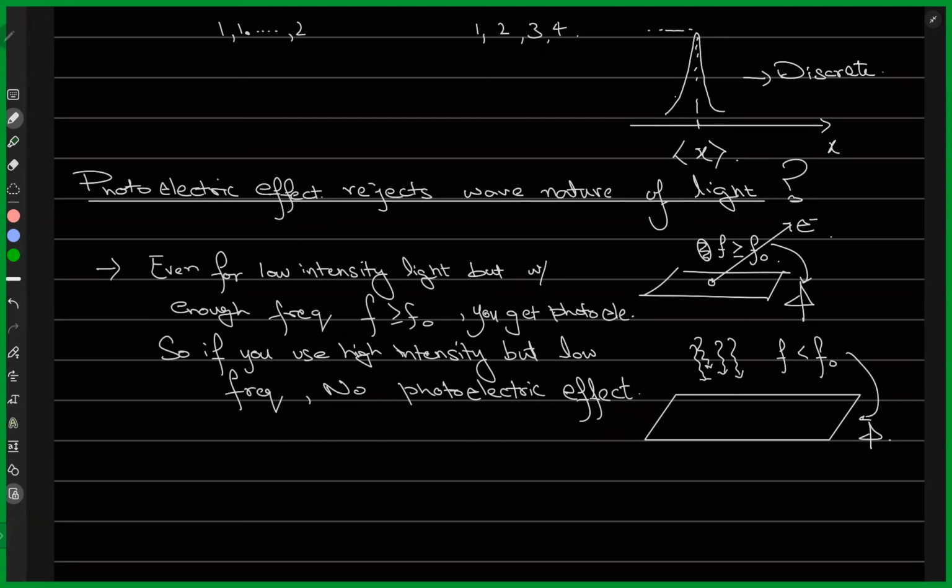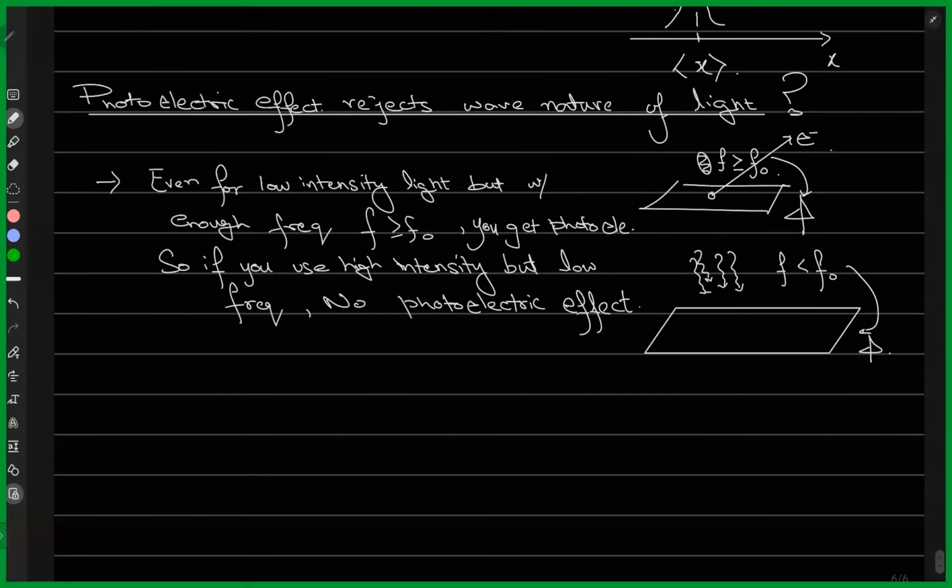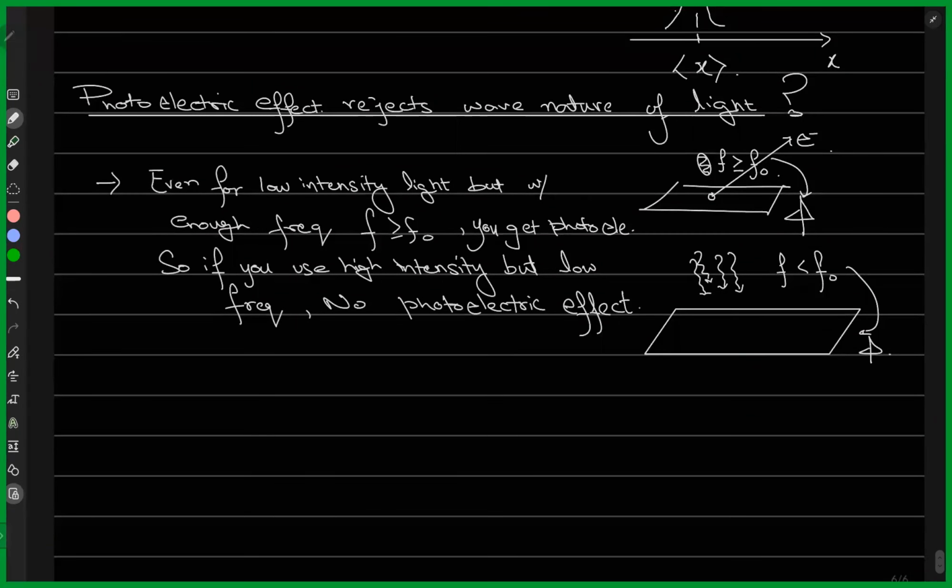Right. So is that point clear? Any questions from this one? Sir, f naught stands for the... Oh, yes. It is the threshold frequency. It is that frequency that is required to remove an electron from this object. So you need some frequency to remove an electron from the material.